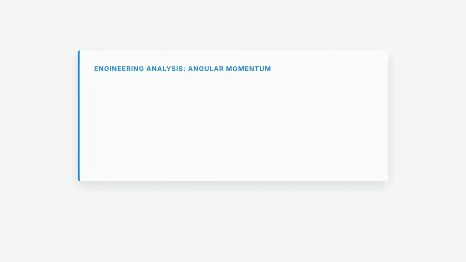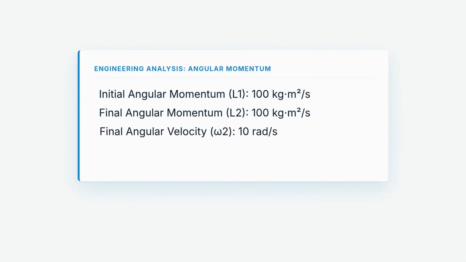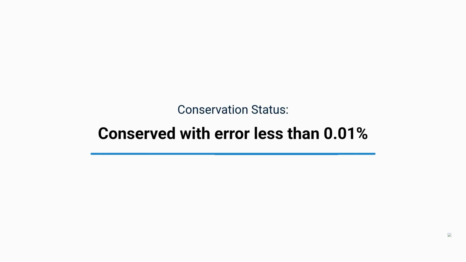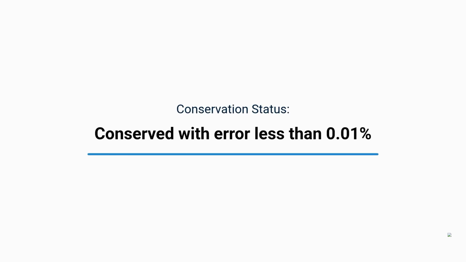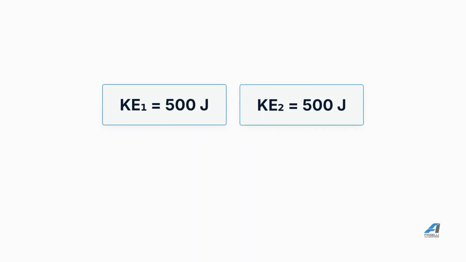The results show initial angular momentum L1 equals 100 kilogram meters squared per second, final angular momentum L2 equals 100 kilogram meters squared per second, and final angular velocity omega2 equals 10 radians per second. The conservation status shows conserved with error less than 0.01%. Initial kinetic energy Ke1 equals 500 joules. Final kinetic energy Ke2 equals 500 joules, with energy change of 0 joules, showing negligible change.